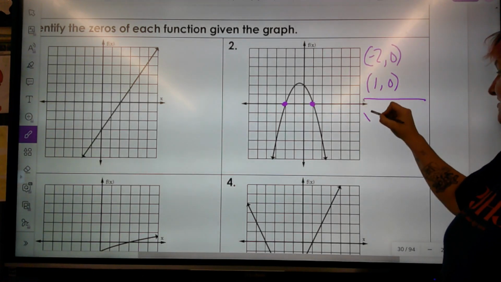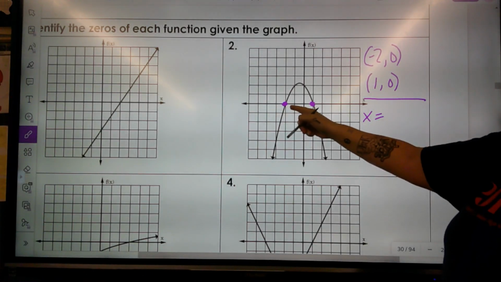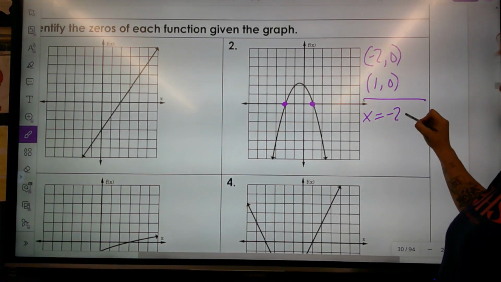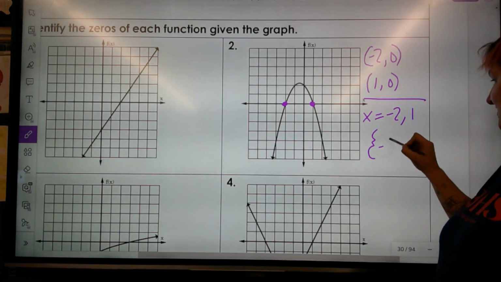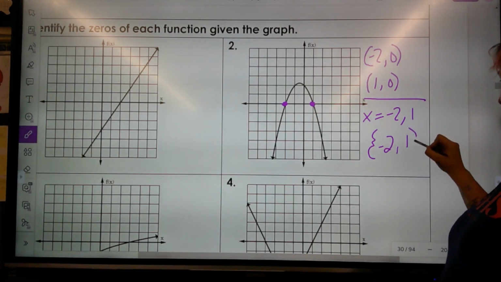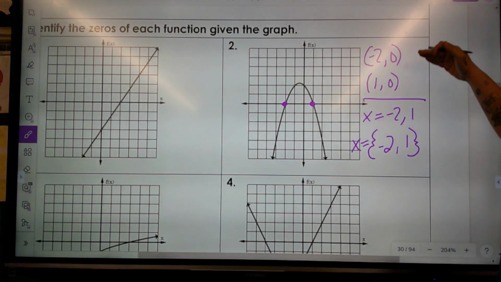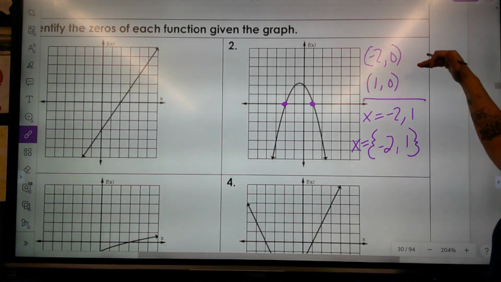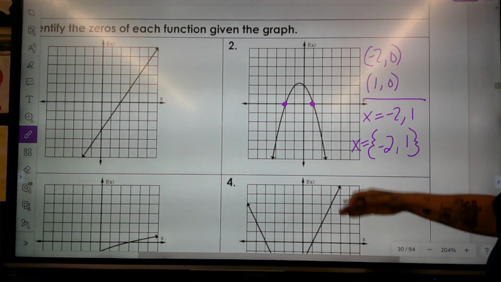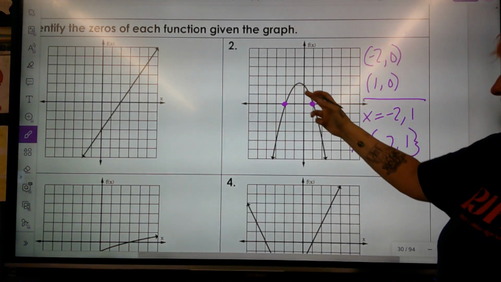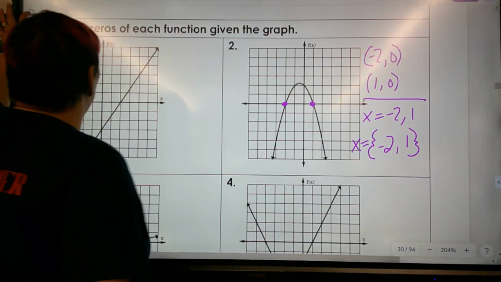If it just wants it in a solution set, right, x is either -2 or 1, which in a solution set looks like this. So, solution set, coordinates, ordered pairs. It depends on how your teacher wants it. But at the end of the day, they're asking, where does your line cross the x-axis?